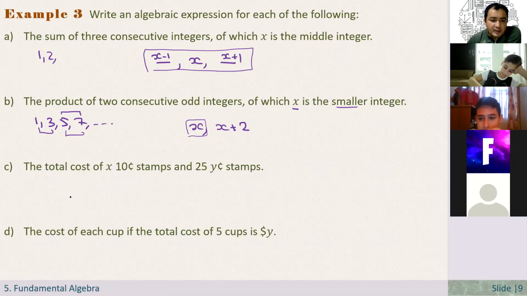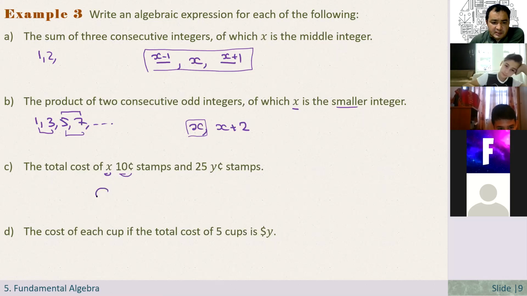Let's continue. The total cost of x 10-cent stamps and y 25-cent stamps, right? Usually, if you're buying something, how do you calculate the total cost? We should multiply the quantity by the individual price. For example, let's say you are buying chocolate. One piece of chocolate is $5. How much do you pay if you buy 10? 10 times 5, it is 50. So in the first case, the total cost of x 10-cent stamps.